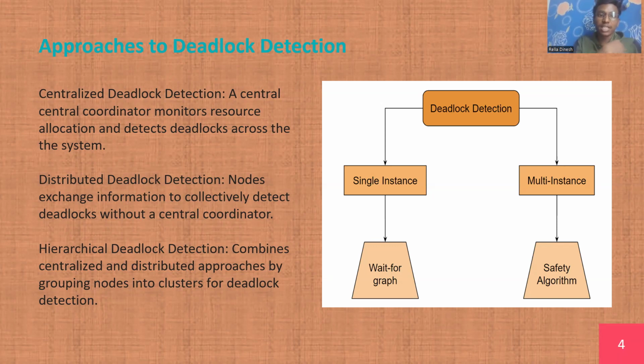First, centralized: in this detection, the resource allocations are coordinated by the monitor. In distributed deadlock detection, nodes exchange information collectively. In hierarchical, information is exchanged in a hierarchy manner. It is a combination of centralized and distributed, making clusters of both.